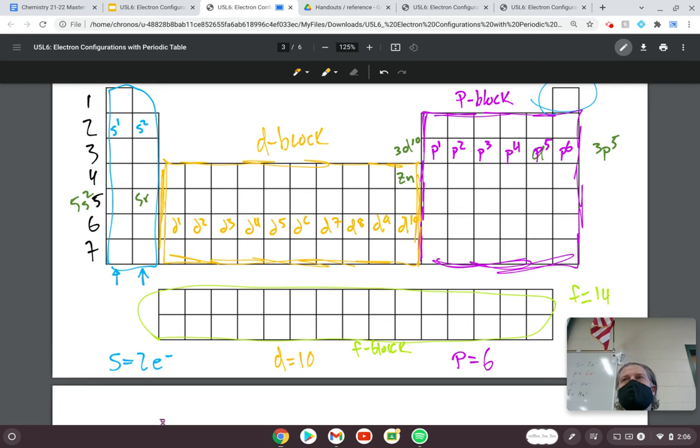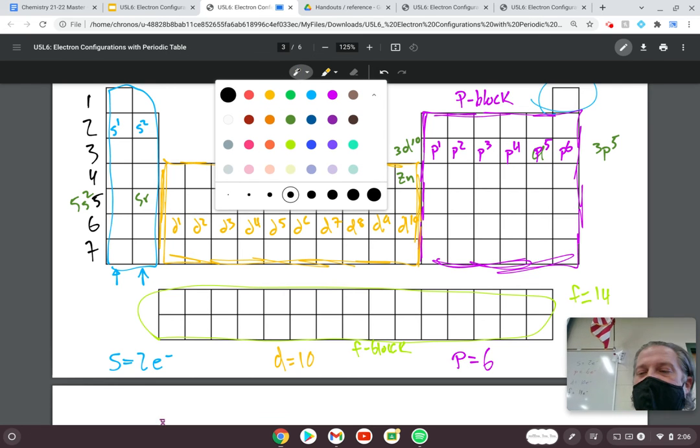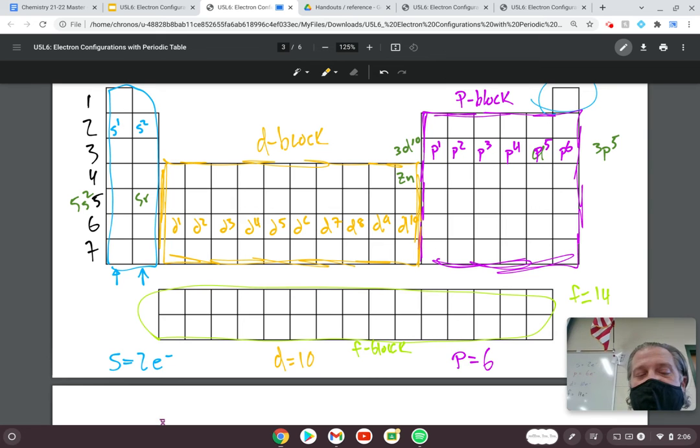Now there's a wrinkle, and this is going to be kind of important, so you might want to write in the space between the S and the D block. You might want to write a 3 here, a 4 here, a 5 here, and maybe a 6 here. Because if you recall from Friday, it went like 4s2, 3d10, and then back to 4p6. So I'm trying to have you remember that.